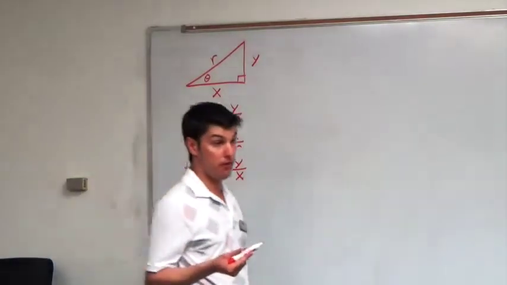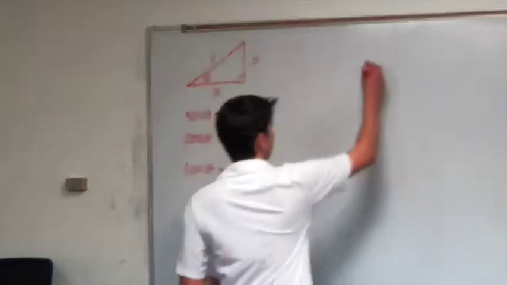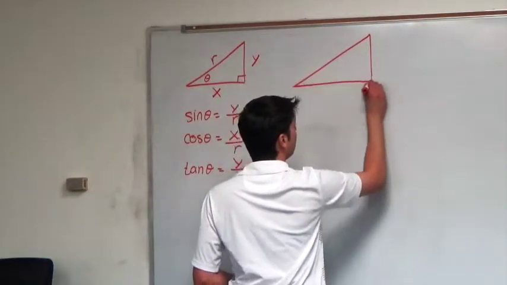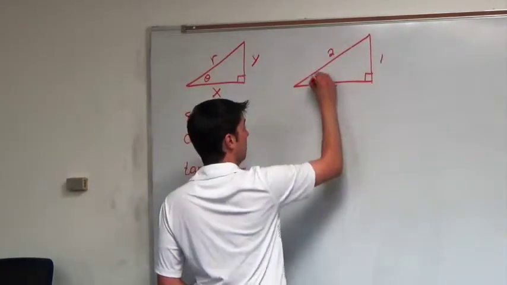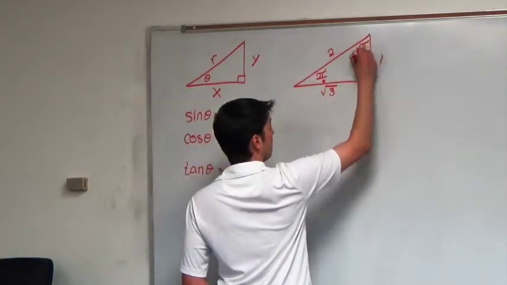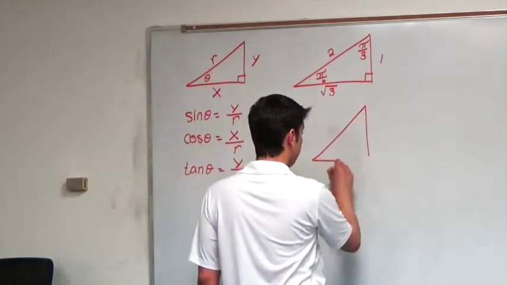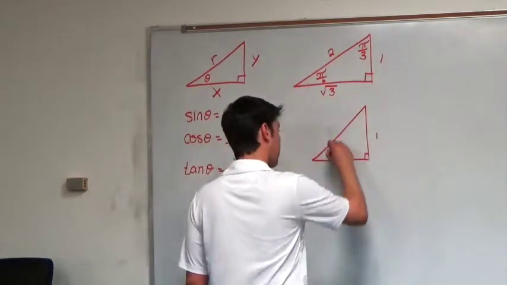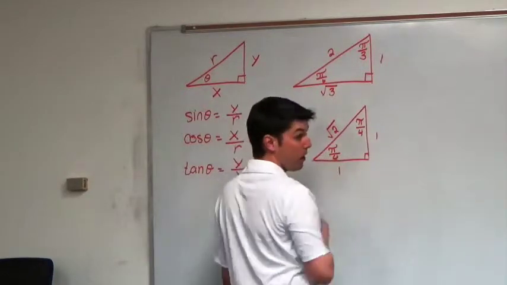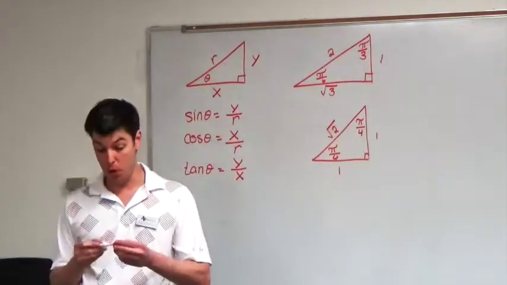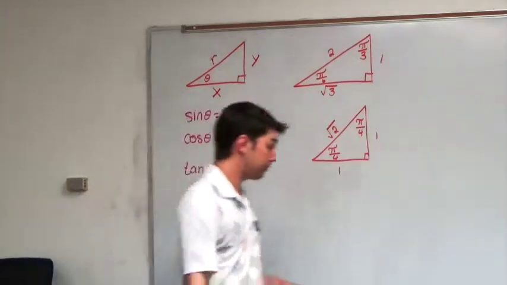The only two triangles your professor will expect you to know are the 30, 60, 90 and 45, 45, 90 triangles, which are... there's your 30, 60, 90. And your 45, 45, 90. And notice I'm using radians, not degrees. Calculus actually does not work well with degrees, so make sure you use radians.